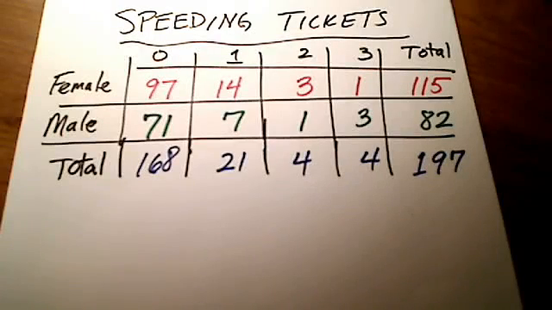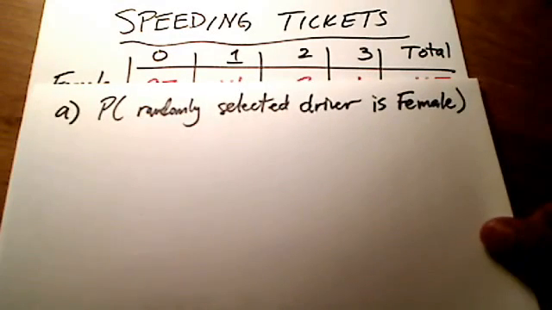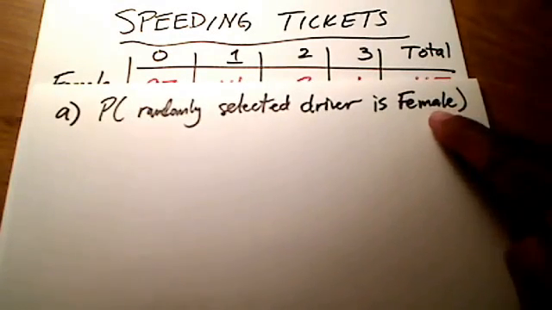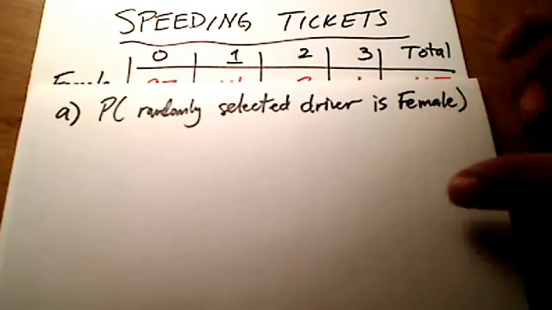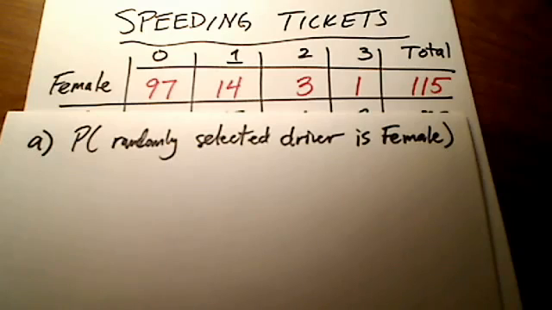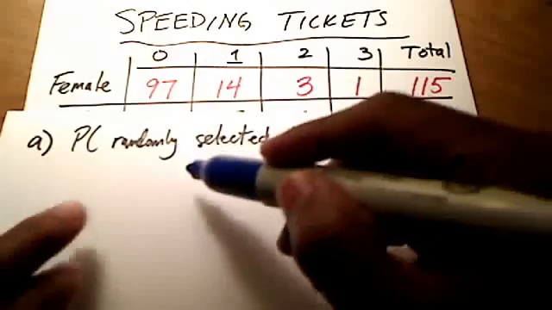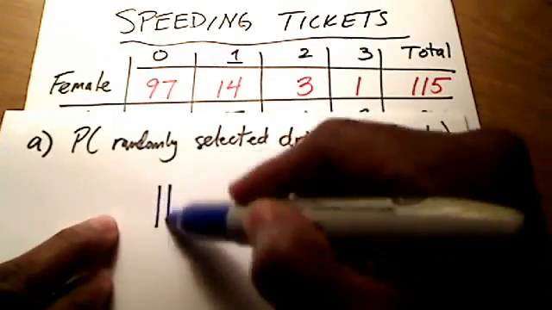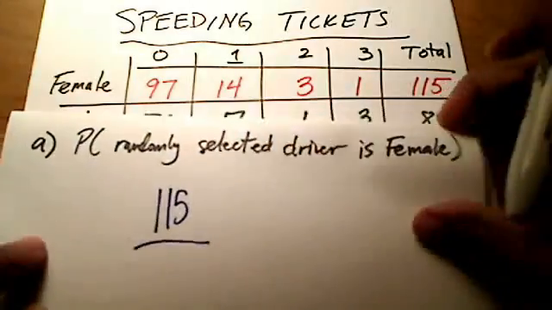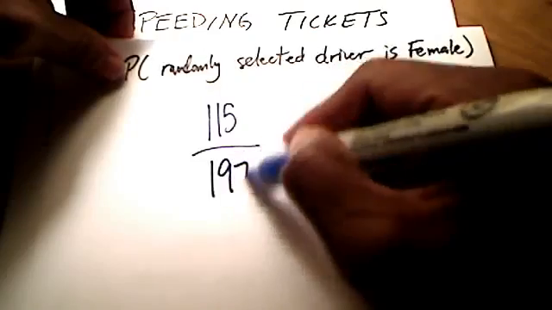So here's our first question. Can you find the probability that we randomly select a driver and the driver is female? Well, that's not so bad. First of all, how many female drivers were there? 115. So we'll put 115 on top, over our total number of drivers, which in this case is 197. There it is. So we'll put that over 197.